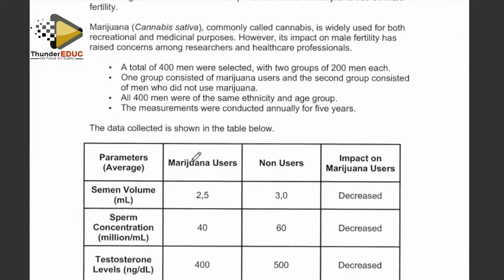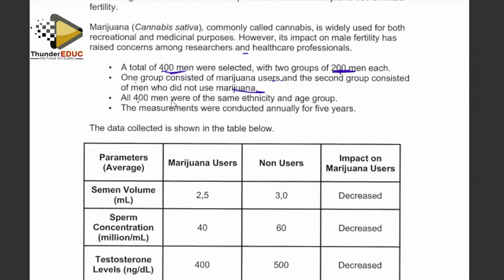We got the next question. Marijuana, cannabis. Cannabis is widely used in both recreation and medicinal purposes. However, its impact on male fertility has raised concern among the researchers and the healthcare professionals. A total of 400 males were grouped into 2 of 200. One group consists of marijuana users. Second group consists of men who did not use marijuana.